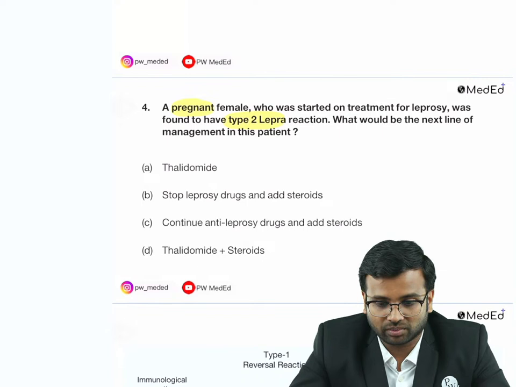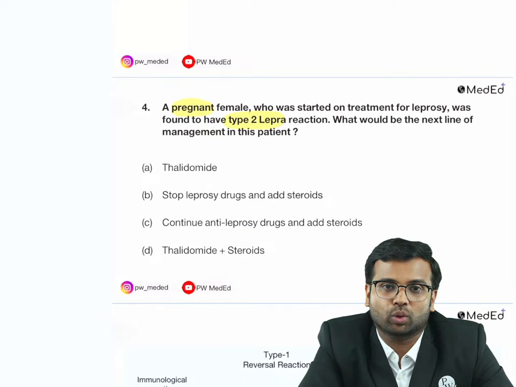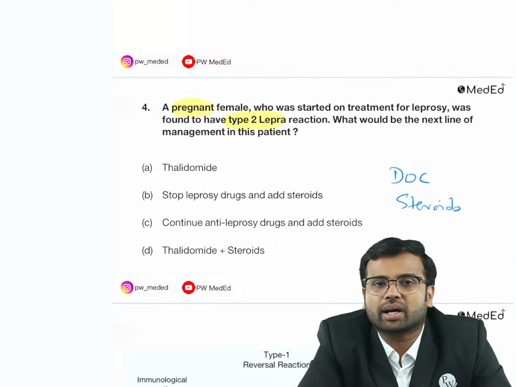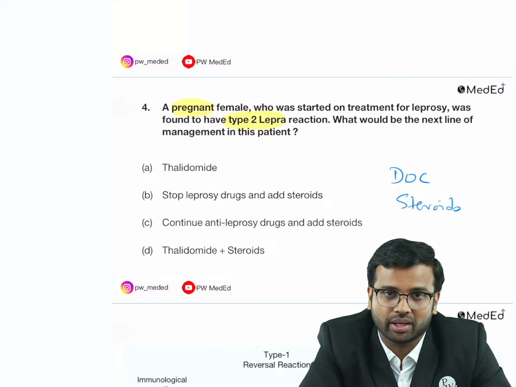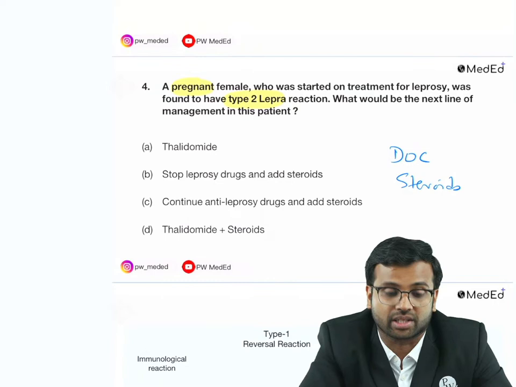So here the right answer would be, what is the drug of choice when it comes to lepra reaction, be it type 1 or type 2? In both these types of lepra reaction, the drug of choice is going to be steroids. But is lepra reaction a drug reaction? Absolutely not. Since lepra reaction is not a drug reaction, we always continue the multi-drug therapy and we start steroids. That is the management. Even though this patient is pregnant, steroid is still safe in this case. So what is the right answer? Continue anti-leprosy drugs and add steroids.